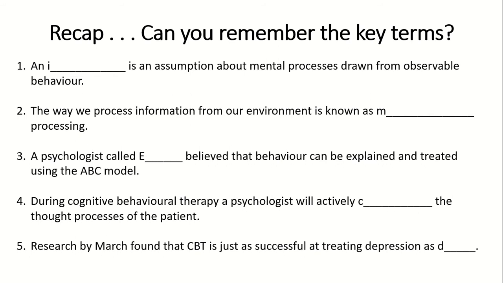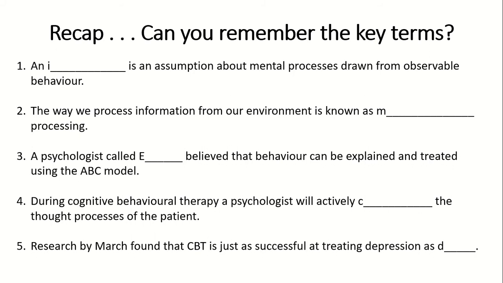Number 3, a psychologist called E believed that behavior can be explained and treated using the ABC model. Well, this is Ellis. Now, the proper term for the ABC model is rational emotive behavioral therapy, where we also include steps D and E. But the ABC model is extremely important, and we'll see some of the characteristics of the ABC model being used to also explain and treat addiction.